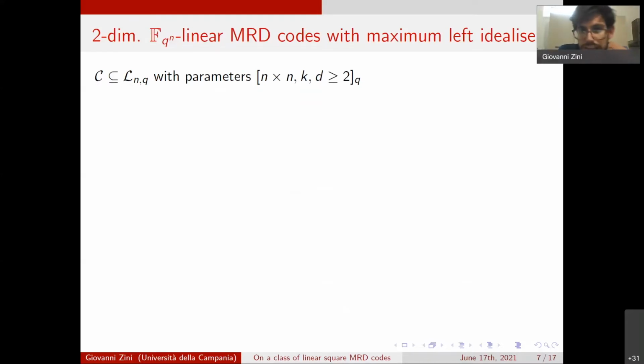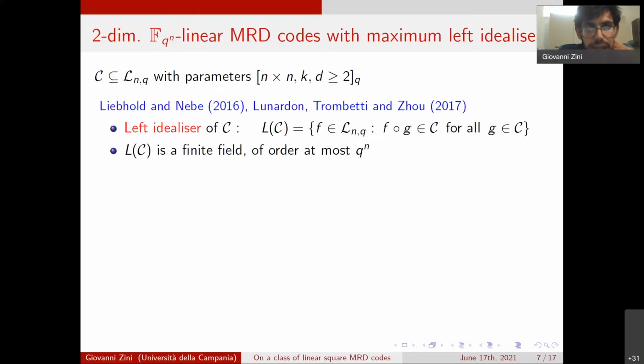I'll try to say why in very few words. If the minimum distance is at least 2, then consider the left idealizer L of the code C. That is the set of q-polynomials that composed on the left with a code word still provide a code word. This idealizer is a finite field of order at most q^n.